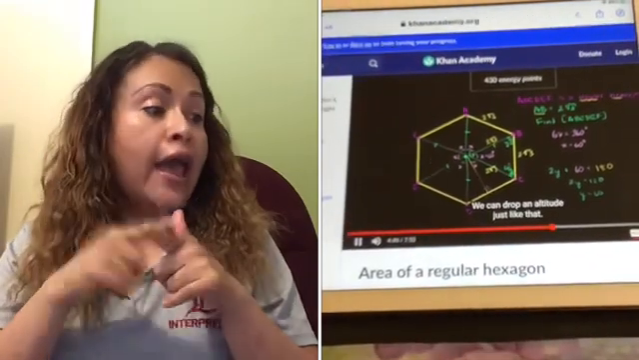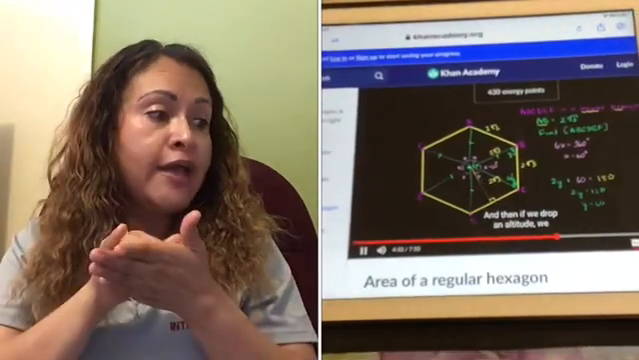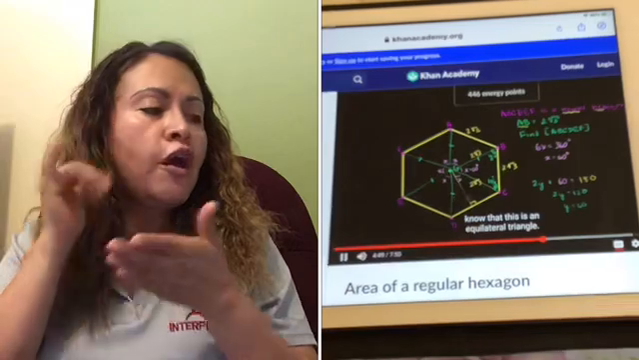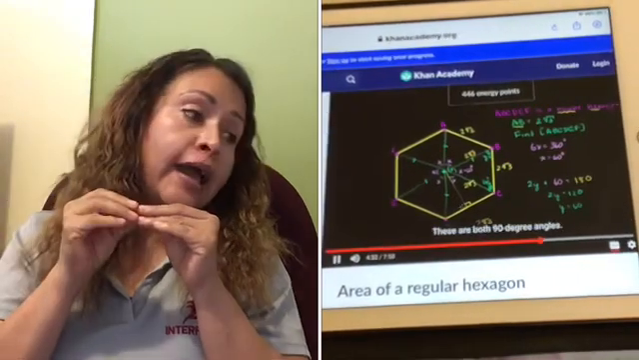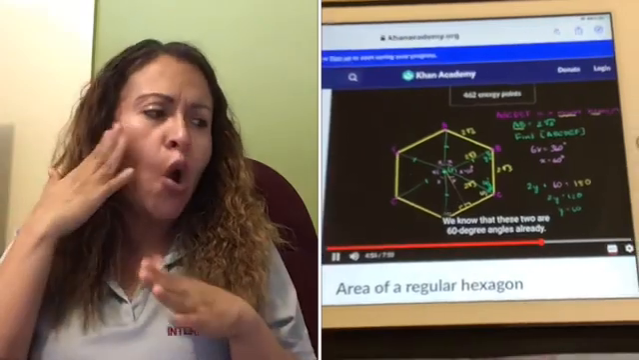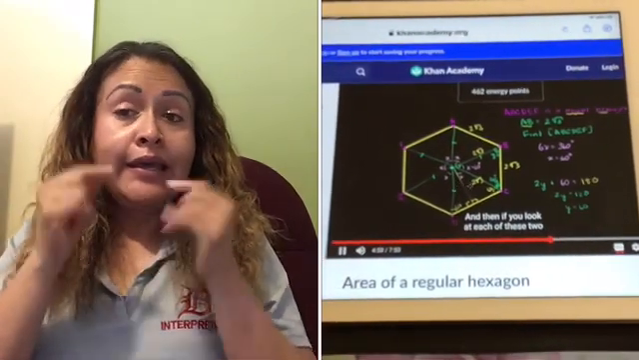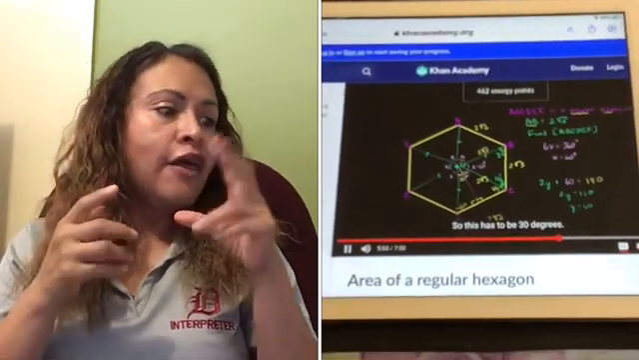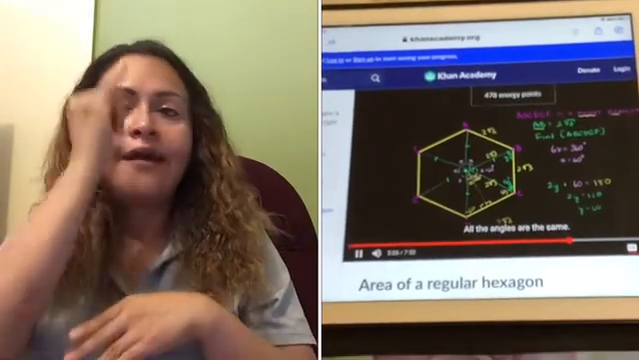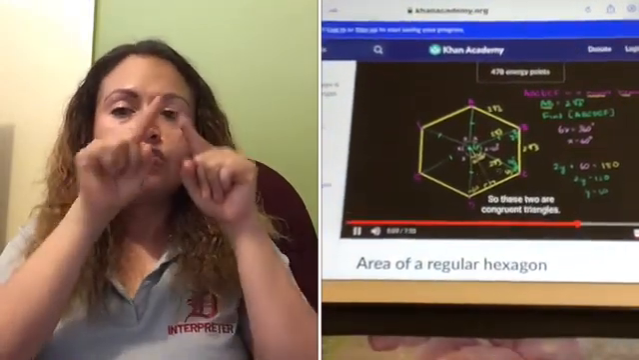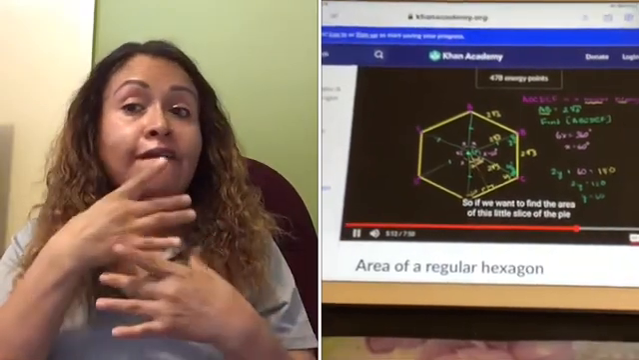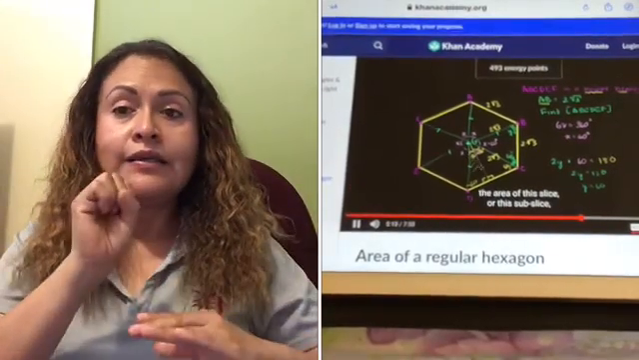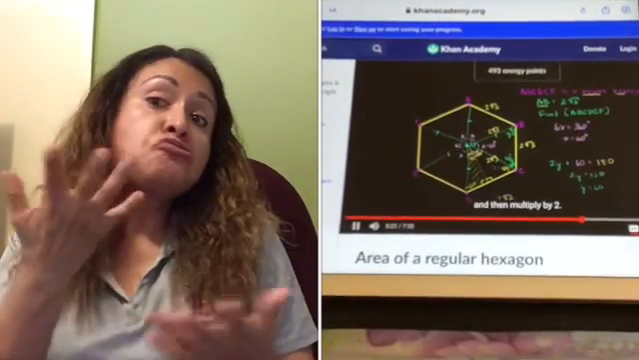And then if we drop an altitude, we know that this is an equilateral triangle. And we can show very easily that these 2 triangles are symmetric. These are both 90-degree angles. We know that these 2 are 60-degree angles already. And then if you look at each of these 2 independent triangles, you'd have to just say, well, they have to add up to 180, so this has to be 30 degrees. This has to be 30 degrees. All the angles are the same. They also share a side in common, so these two are congruent triangles. So if we want to find the area of this little slice of the pie right over here, we can just find the area of this sub-slice and then multiply by 2. Or we can just find this area and multiply by 12 for the entire hexagon.